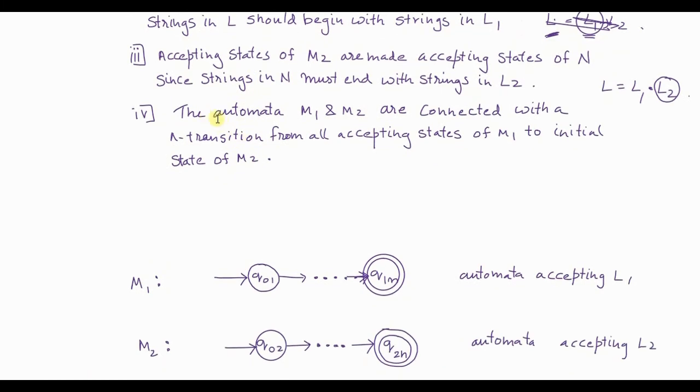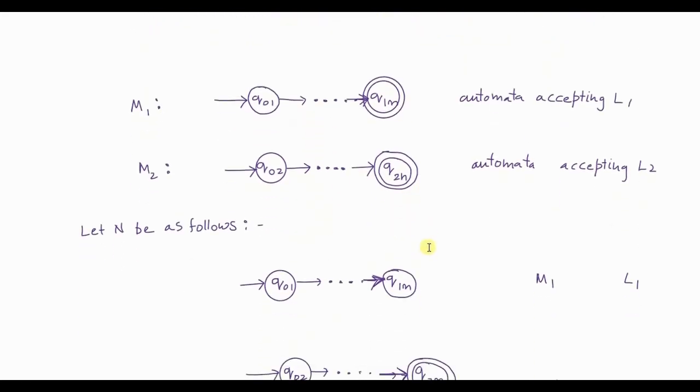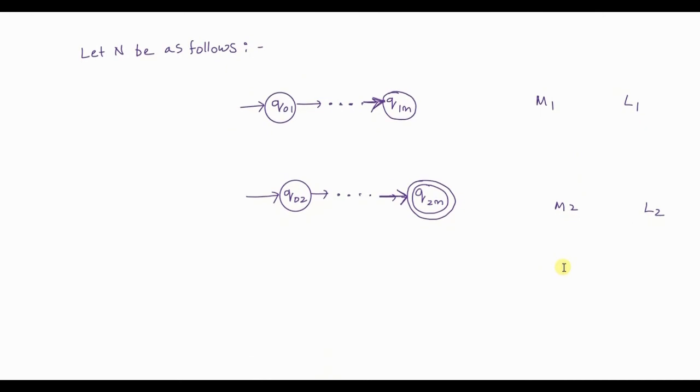Then the automata M1 and M2 are connected with a null transition from all the accepting states of M1 to the initial state of M2. Now in this diagram, there was only one accepting state of M1. So null transitions have to be drawn from all the accepting states of M1, which are now no longer accepting states, to the initial state of M2. So M1 and M2 are connected with null transition.